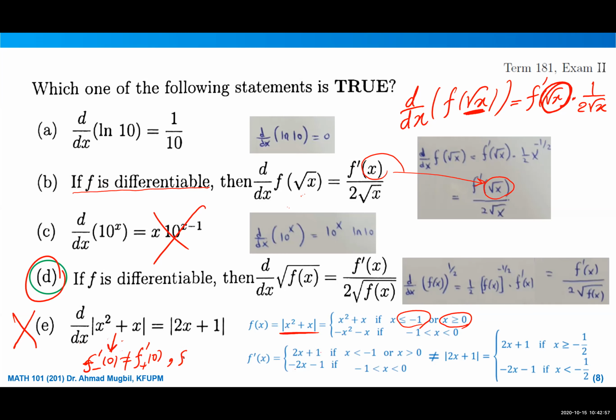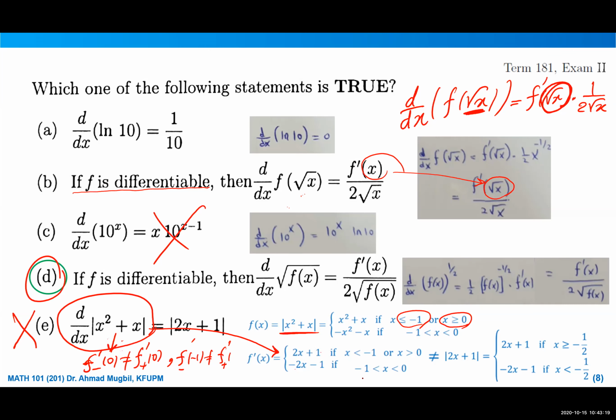The same holds for a corner. For negative 1 also, it is not the same. The derivative from the left is not the same as the derivative from the right. Now, this is the derivative. It is 2x plus 1 and negative 2x minus 1. This is when x is greater than 0 or less than negative 1. This is when x is between negative 1 and 0.